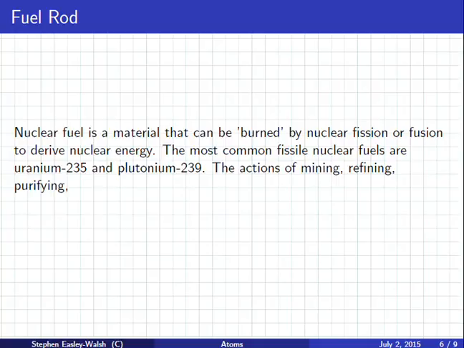Now, it's not really important, but where do you get this uranium from? Well, first you mine it, then you refine it, then you purify it. So there's a long process here. Where does uranium-235 come from? Where would you find uranium? I think Australia has lots of uranium mines. You take it from the earth.